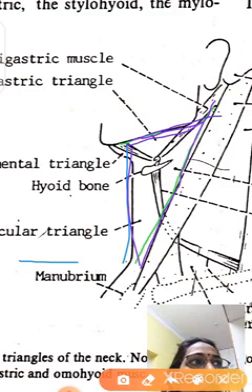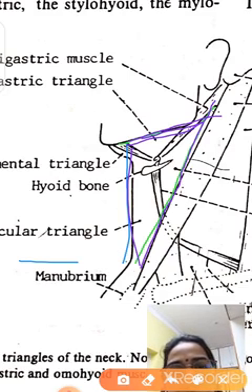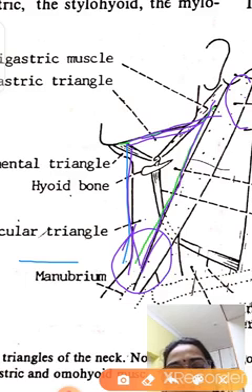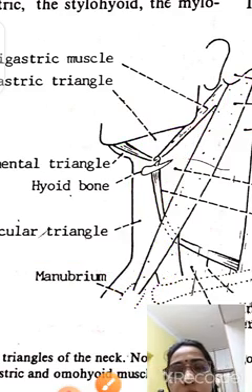Okay. Now the apex of the triangle lies above the manubrium sterni. So both the triangles lie opposite. The posterior triangle apex lies at the upper side, and this anterior triangle apex lies at the manubrium sterni. This is your manubrium sterni, so it lies here. This is the apex. So this is basically the triangle.